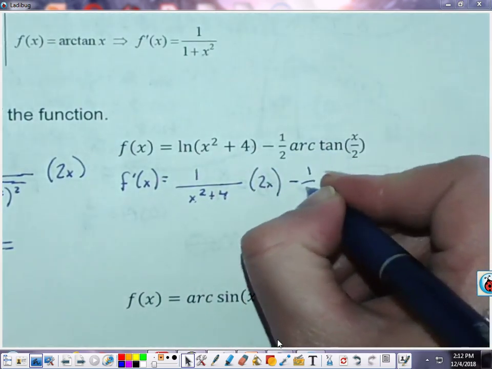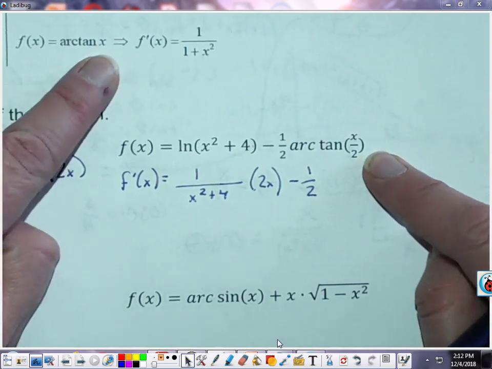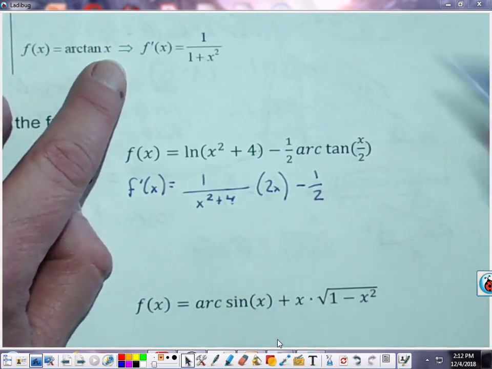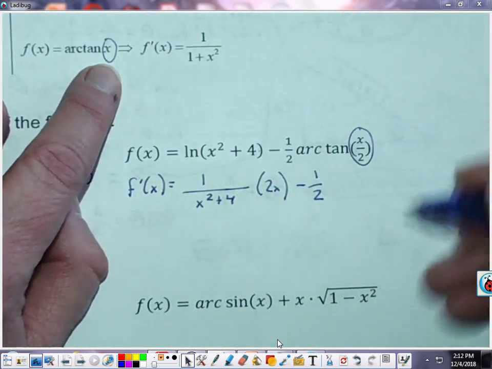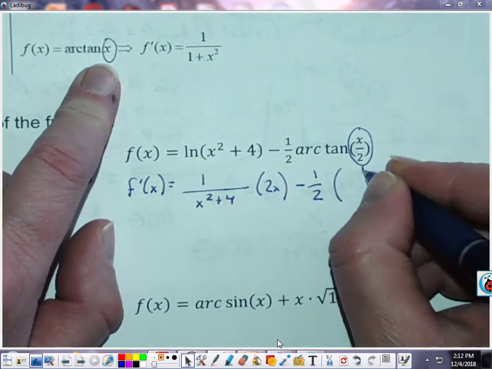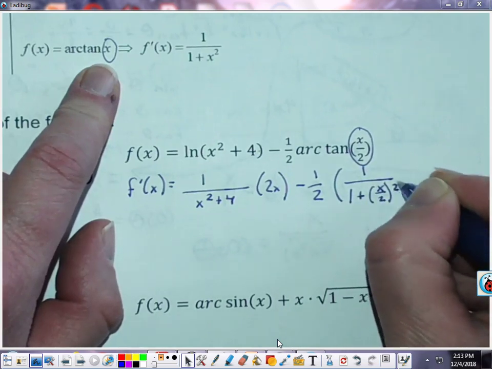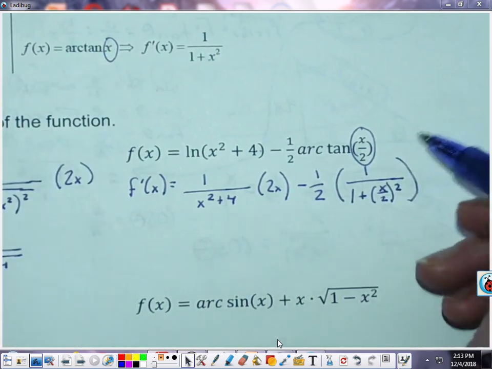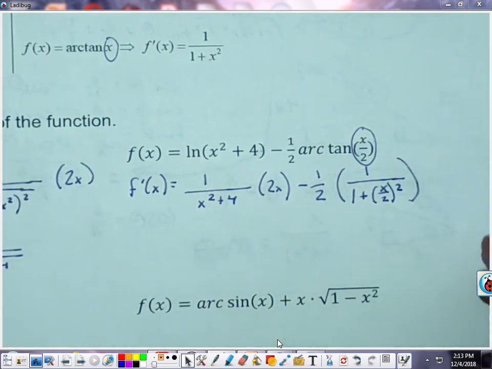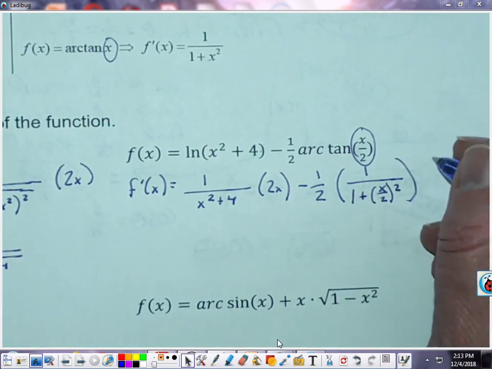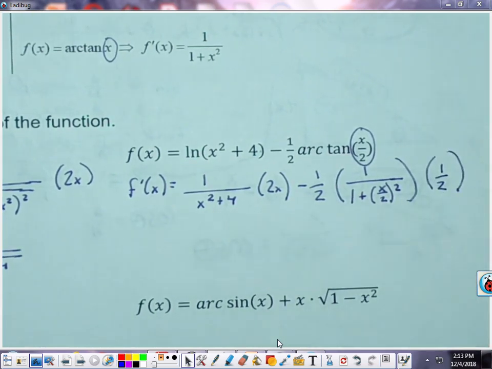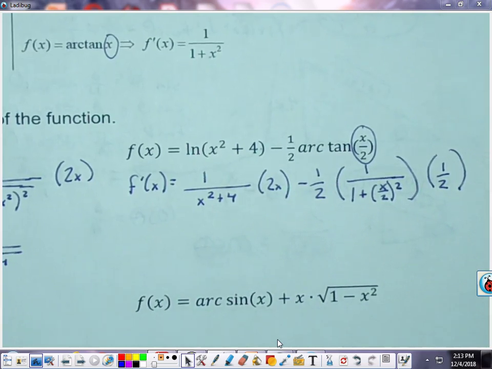And then we have minus a half. Now I'm going to use the arctan rule, which I didn't prove. But basically, instead of this x, I'm putting in x over 2. So I would have 1 over 1 plus x over 2 squared. And then I have to say times the derivative of x over 2. What's the derivative of x over 2? 1/2. Now, I can make this much more beautiful. Or not. So that's the derivative.